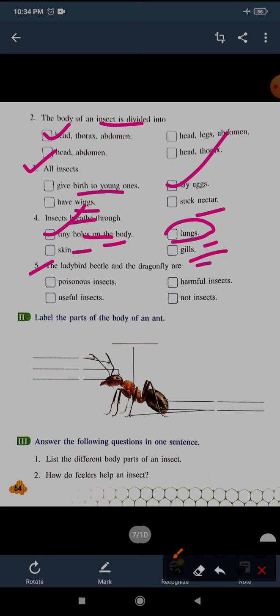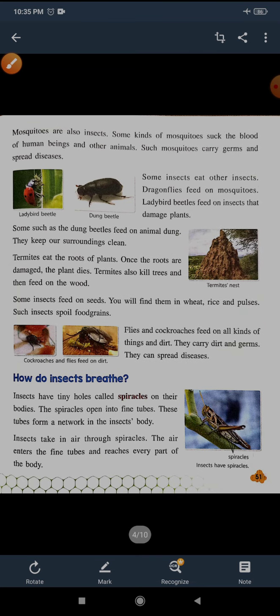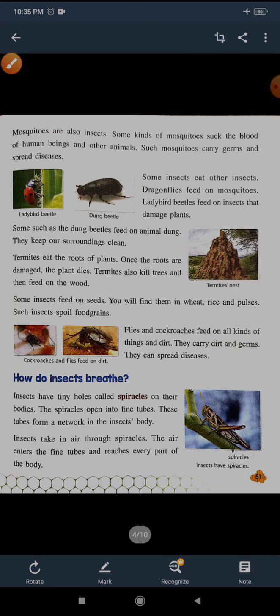Now question number 5, the ladybird, beetle and dragonfly are useful insects. Why are they useful insects? You can see on your page number. Let me show you why they are useful. Dragonflies feed on mosquitoes, and obviously we don't like mosquitoes because they suck human blood. So if they eat mosquitoes, then they are useful for us. And ladybirds feed on insects that damage plants. So obviously this is also a useful insect.